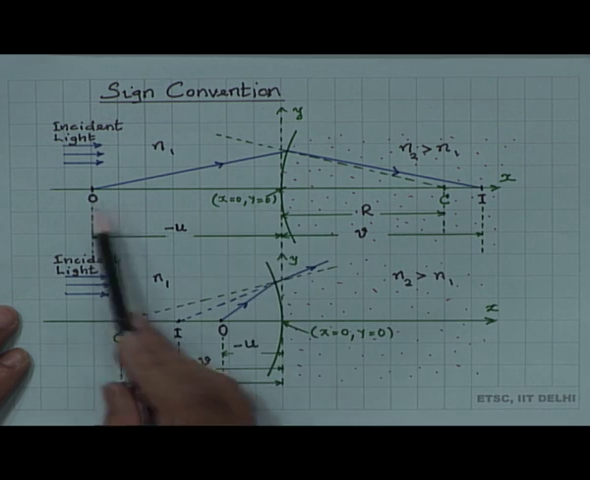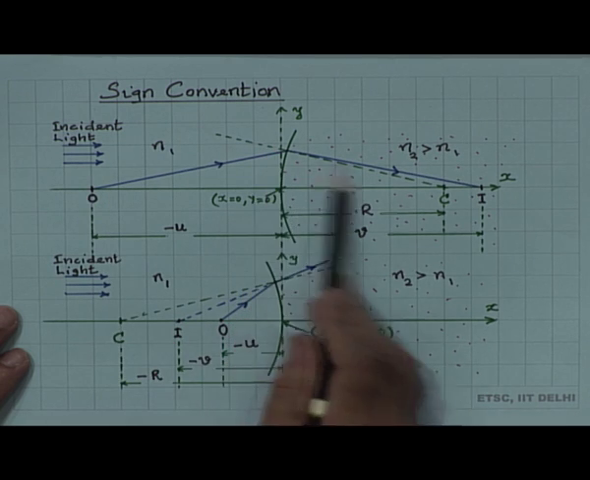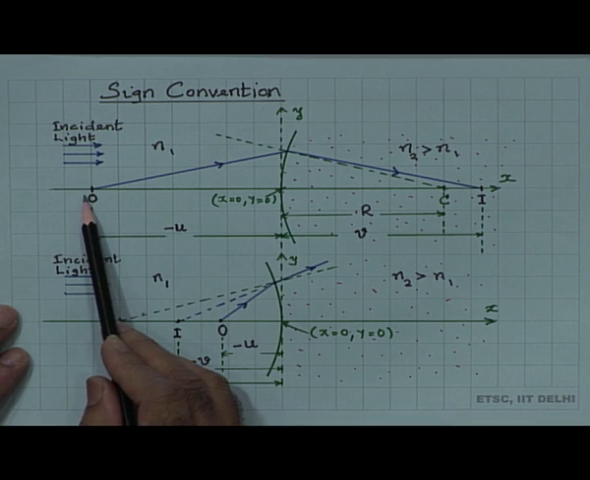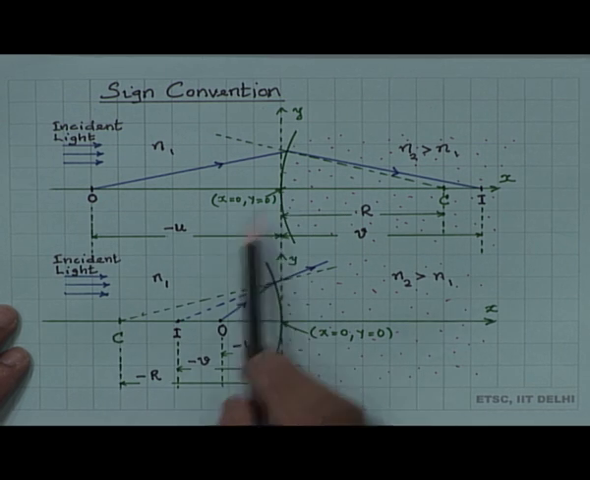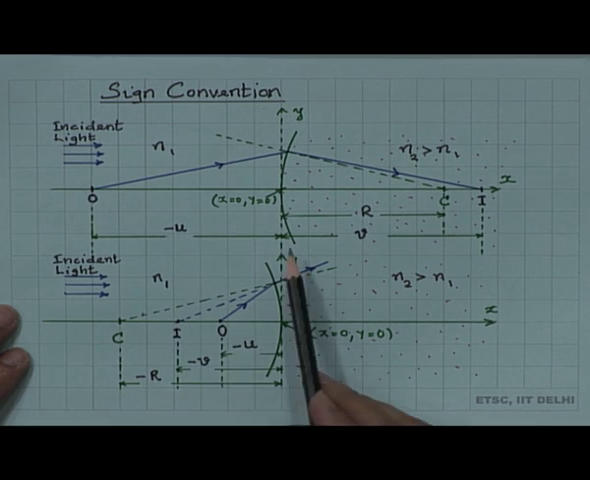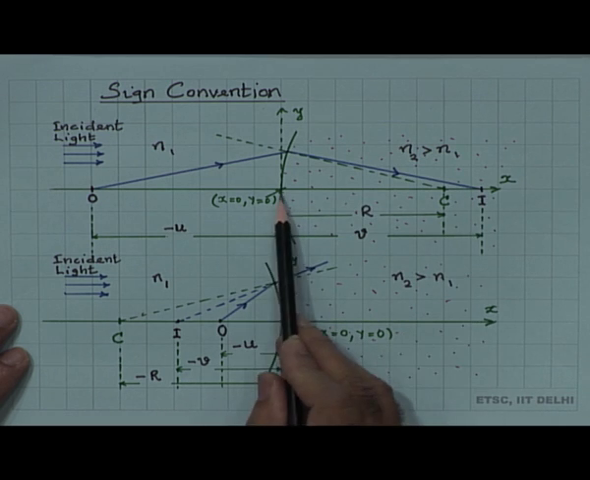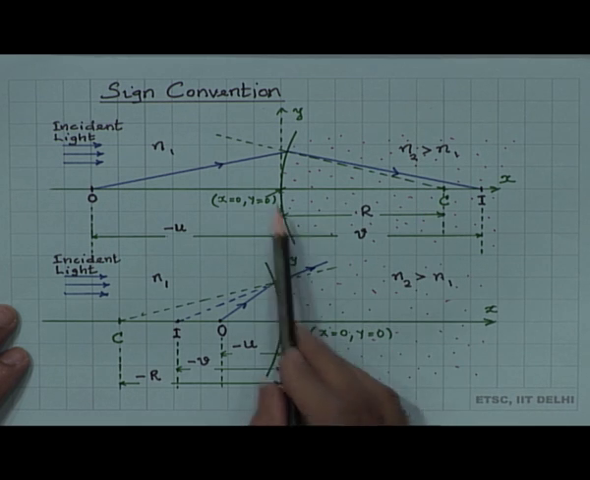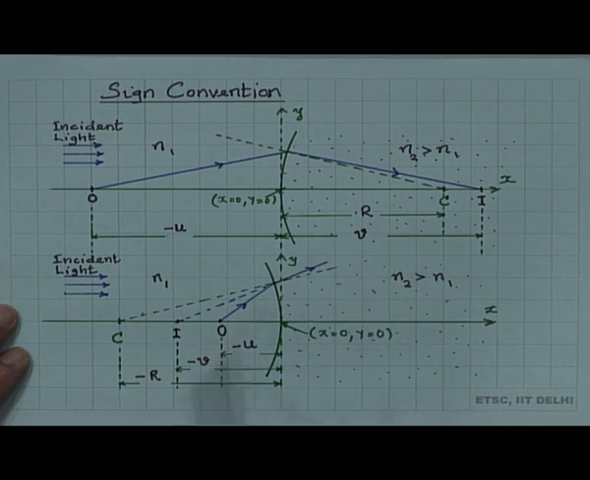And therefore, in the same diagram, object forming an image, the object distance O p here will be equal to minus u, because it is on the left of point P, whereas I p is the image distance which is positive, and C p, the radius of curvature, is positive.